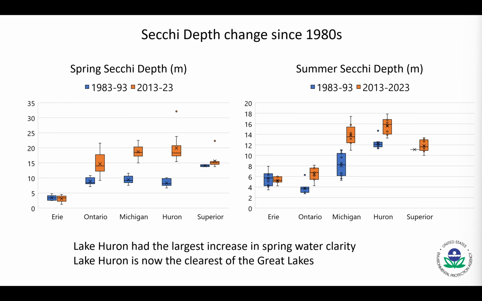And so what that leads to, this is showing all 5 Great Lakes for comparison. The blue box plots are basically the initial decade, and then the orange is the latest decade. You can see major increases in water clarity for Lake Huron, and currently it's the highest water clarity of any of the Great Lakes. Notice that Lake Superior really hasn't changed between those time periods, and again that just underlines the extensive power of the dreissenid mussels.